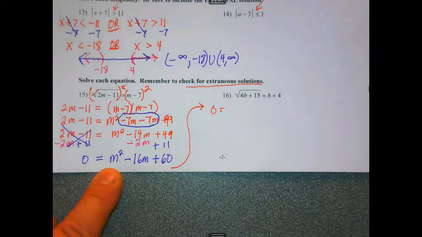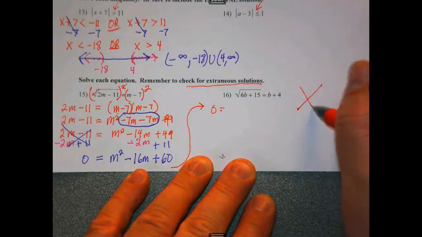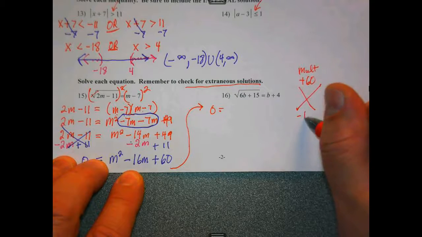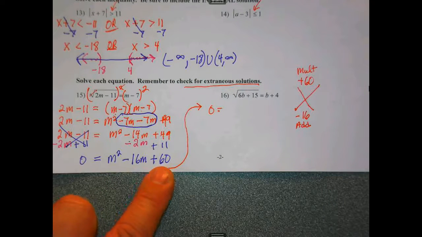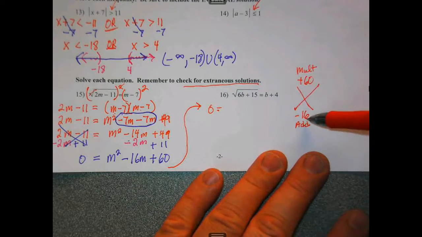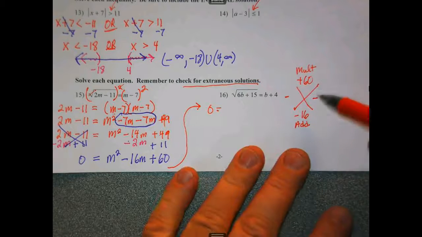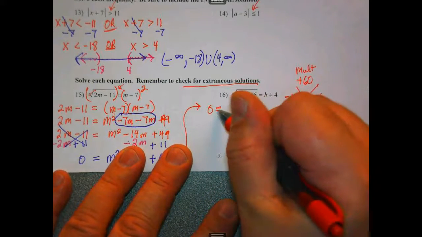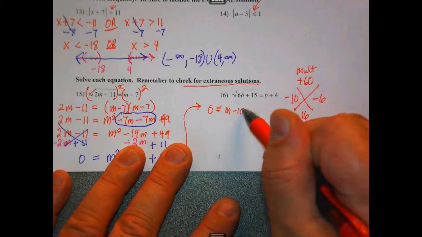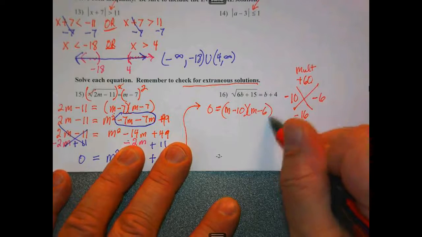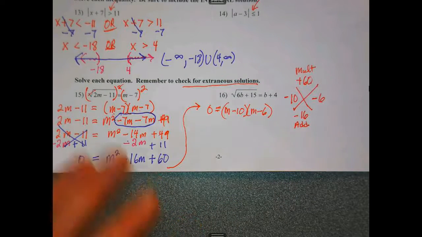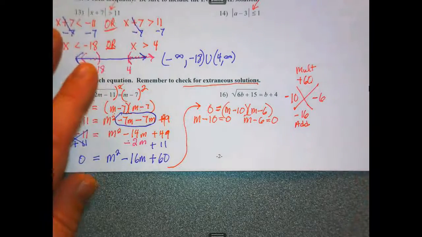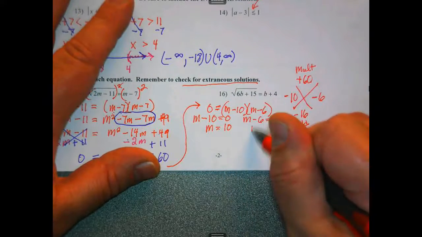I need to factor this. If you use your diamond method, see, positive 60, multiply. My b is negative 16. We add the factors of 60. See, the only way to multiply to a positive, add up to a negative, is a negative times a negative. Two factors of 60 that are going to add up to negative 16, 10 and 6. So I get m minus 10, m minus 6. Set each one of those equal to 0. M minus 6 equals 0. So here m is going to equal 10 and m is going to equal 6.